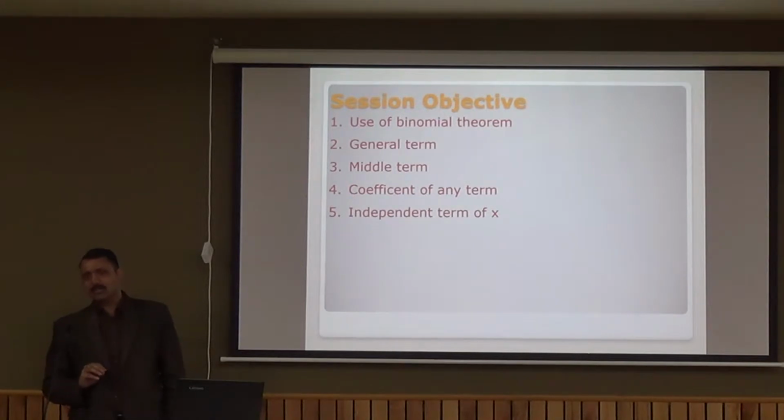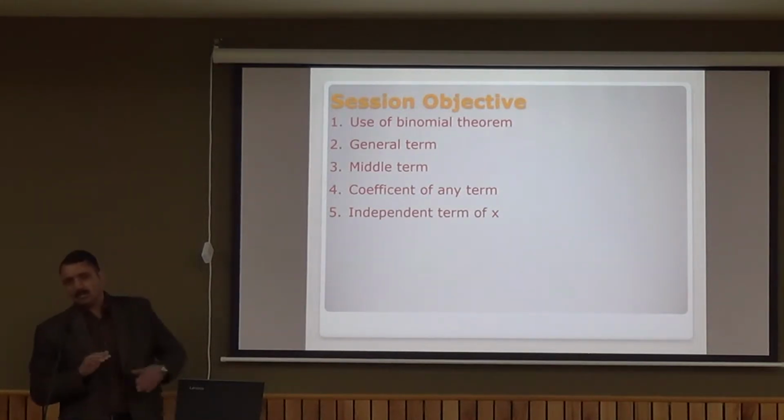I ask you, what do you mean by binomial theorem? Binomial means two. So the binomial theorem is used to expand the higher powers of two terms. As you studied in class 10, (a+b) whole square is binomial because a and b are two terms. (a+b) whole cube is binomial because you are expanding two terms.